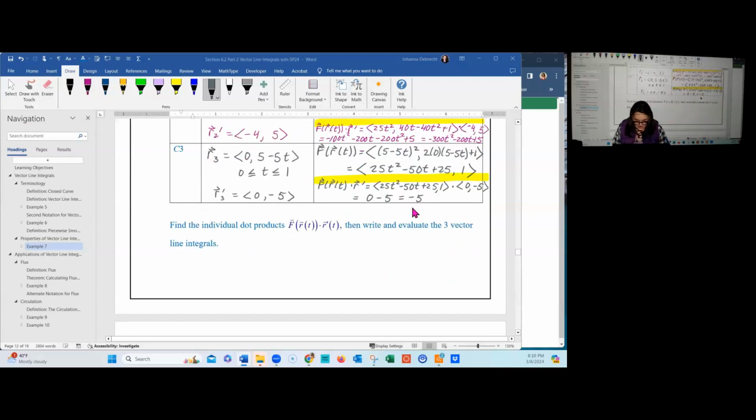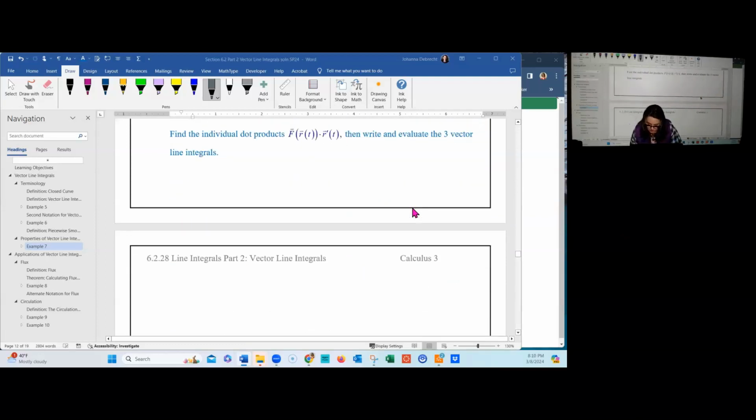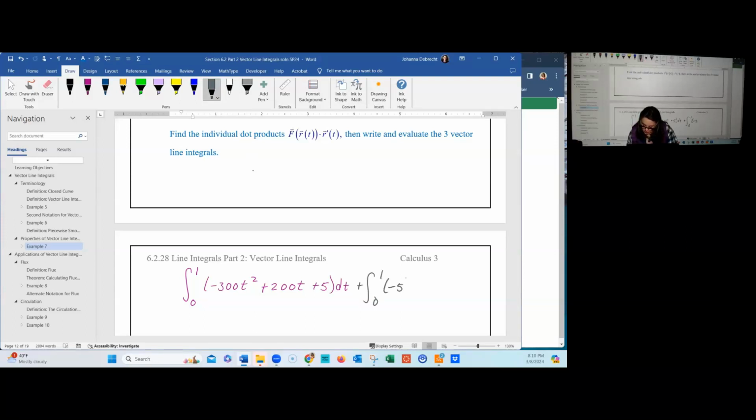Let's go ahead and write down the next vector line integral. We're going to be integrating, and I suppose I should keep it color-coded, the integral from 0 to 1 of negative 300t squared plus 200t plus 5 with respect to t. And then for the last one, it also goes from 0 to 1, but our integrand this time was negative 5 with dt.